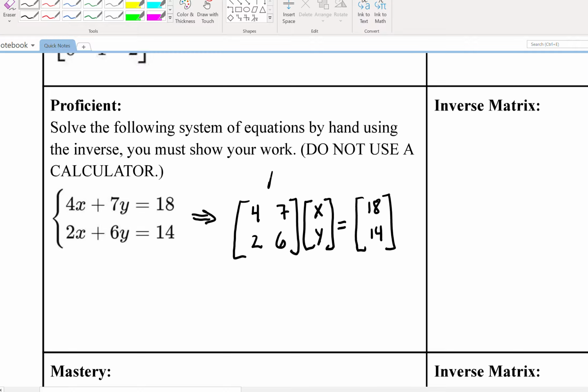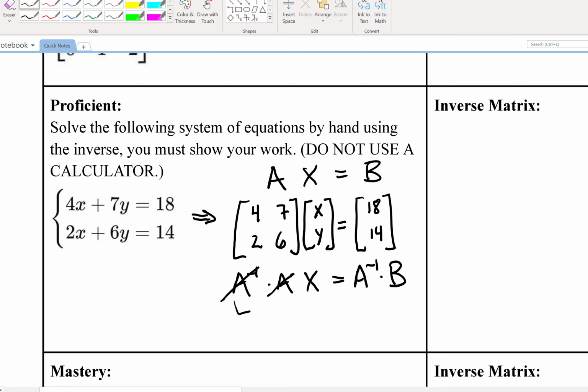And so if I call this capital A and this capital X and this one, let's say B, then our goal is to multiply both sides by the A inverse. And over here, this cancels out because it gives you the identity matrix, which when you multiply by X just leaves the X alone. So that's how we cancel this. On the right, this gives us the answer.